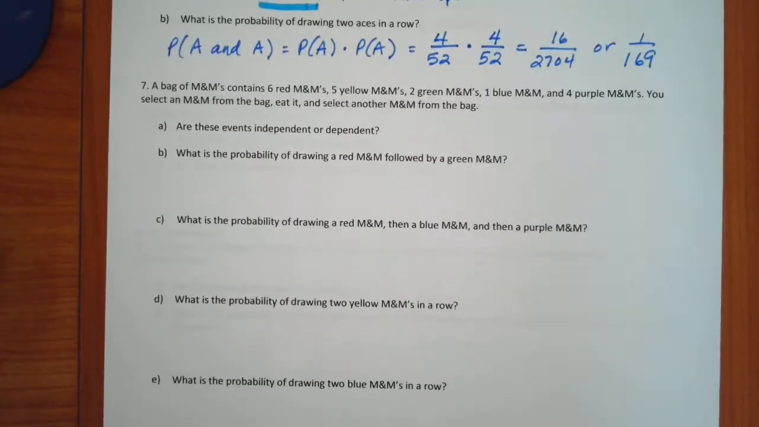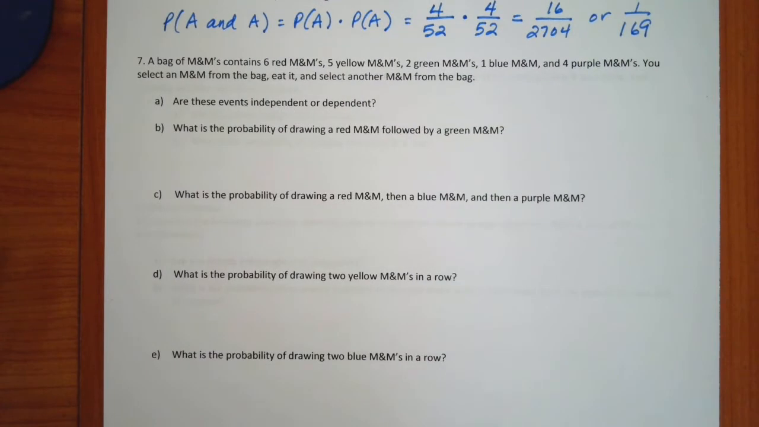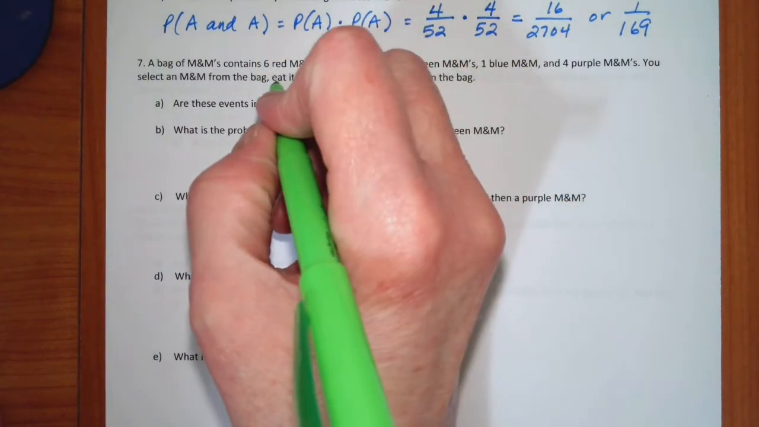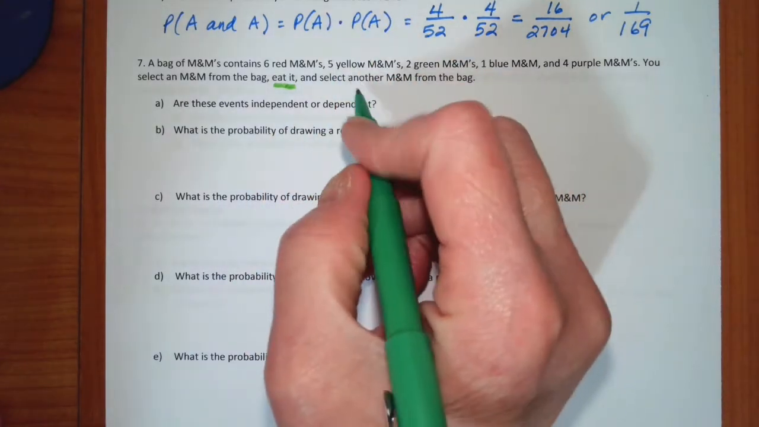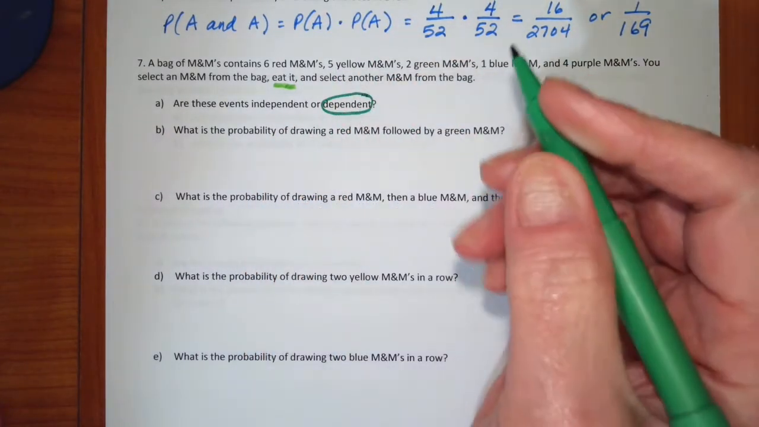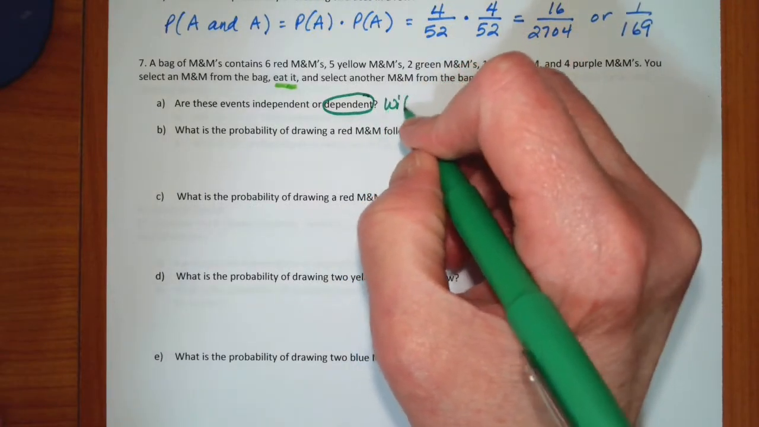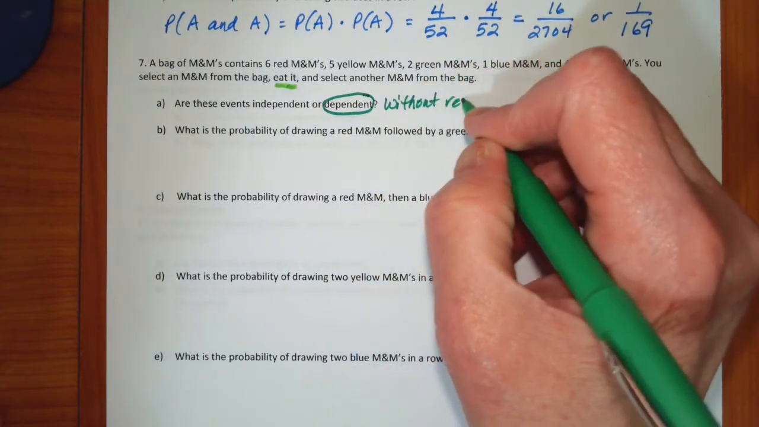Okay, let's try again. It's time for a snack. A bag of M&Ms. They have 6 red, 5 yellow, 2 green, 1 blue, and 4 purples. You select an M&M from the bag, eat it, and select another one. Now what is different about this one is once you select the M&M, you eat it, which makes these dependent events because it is without replacement.